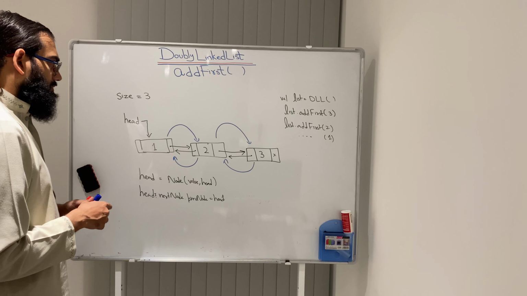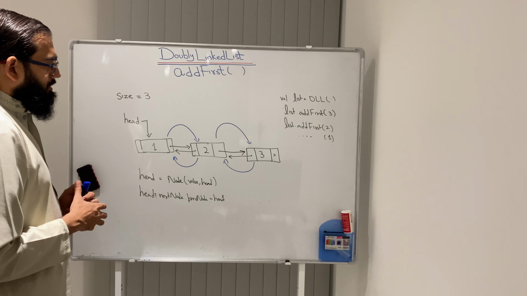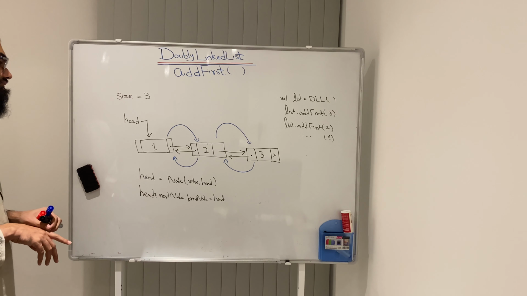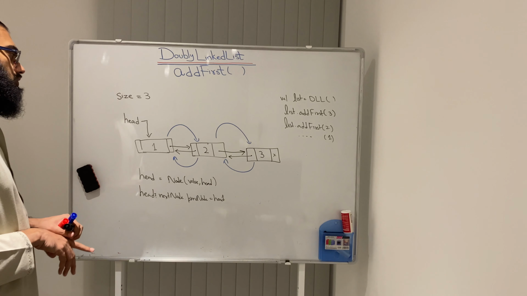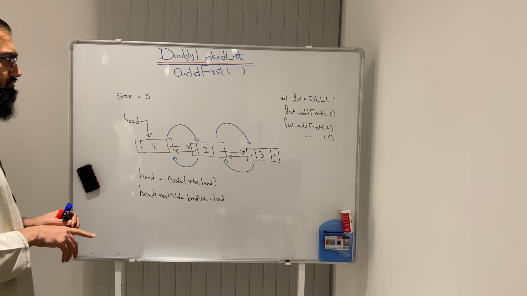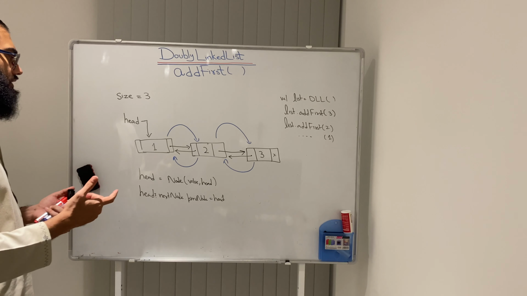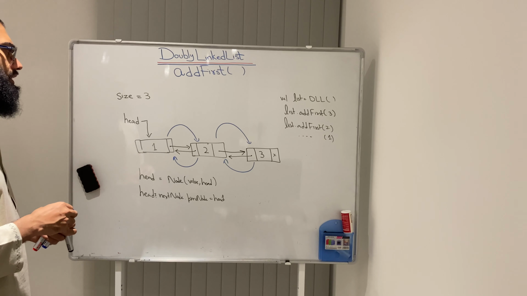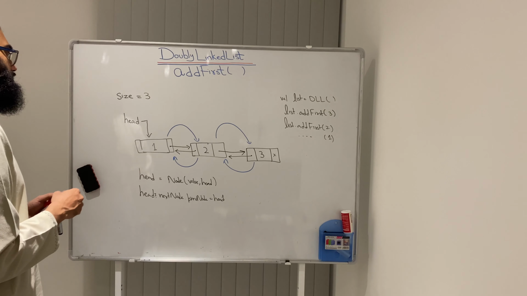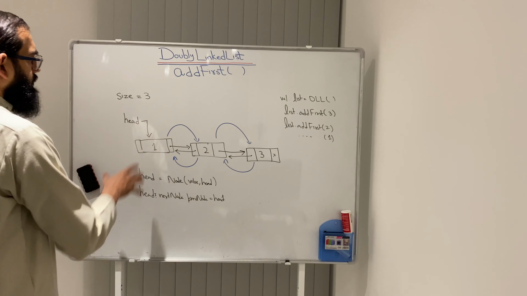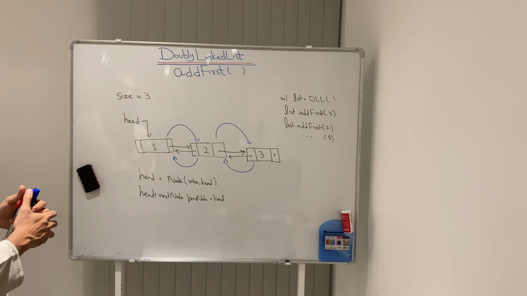From the space perspective, we are creating a new node, and it's always 1. I'm not sure how to explain that. Is it big O of 1 or big O of n? It's again the same, constant, because we created one node and we added that.